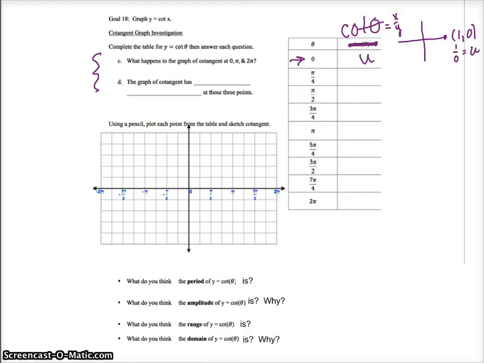Please pause the screencast, complete the table, and answer questions C and D.